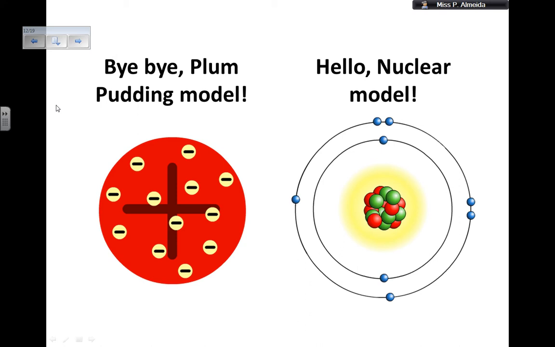So, people said bye-bye to the plum pudding model, this one, which I'll get to in a second, and said hello to the nuclear model. So, we stopped thinking that the atom would look like this, plum pudding, and would look like this one, the nuclear model. So in the plum pudding, we said that an atom was solid, overall positive, with bits and pieces of electrons that would be negative, and this would give you the neutral charge. Now with the nuclear model, we say that the atom is mostly empty space. It has electrons orbiting a positive nucleus, which is very small and very dense, okay?